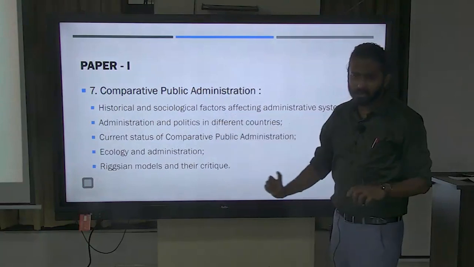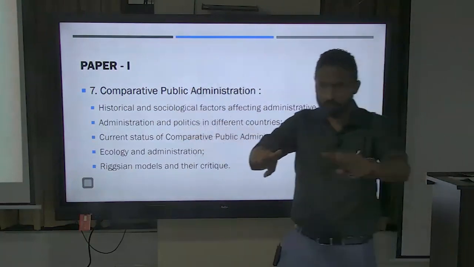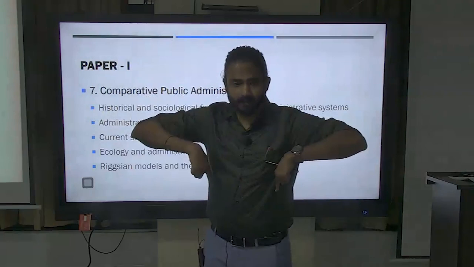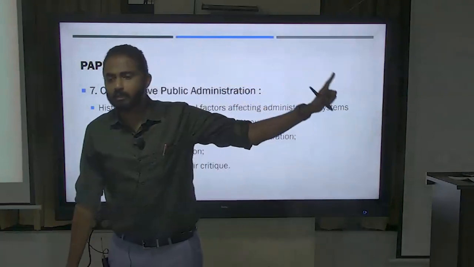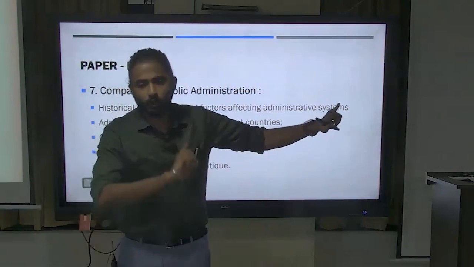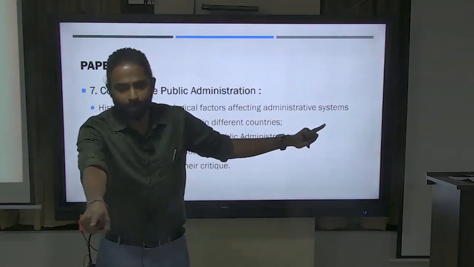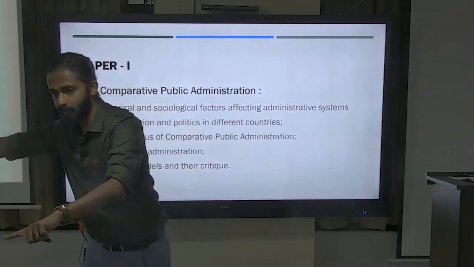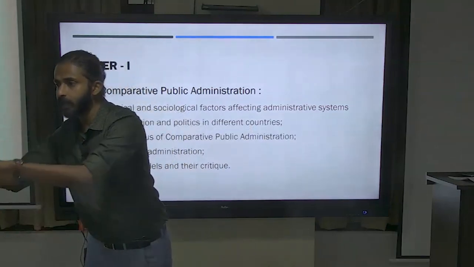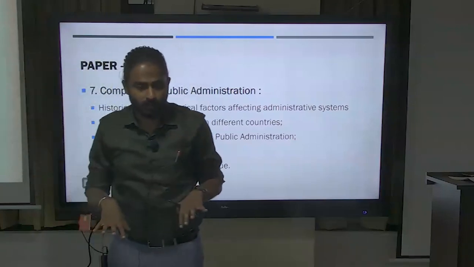Then ecology. Ecology means the environment, right? How the surroundings affect the administration. Administration of India is totally different from the administration of China, which is again totally different from the administration of Saudi Arabia, which is again totally different from the administration of Somalia, right? Ecology, the surroundings are different, right?